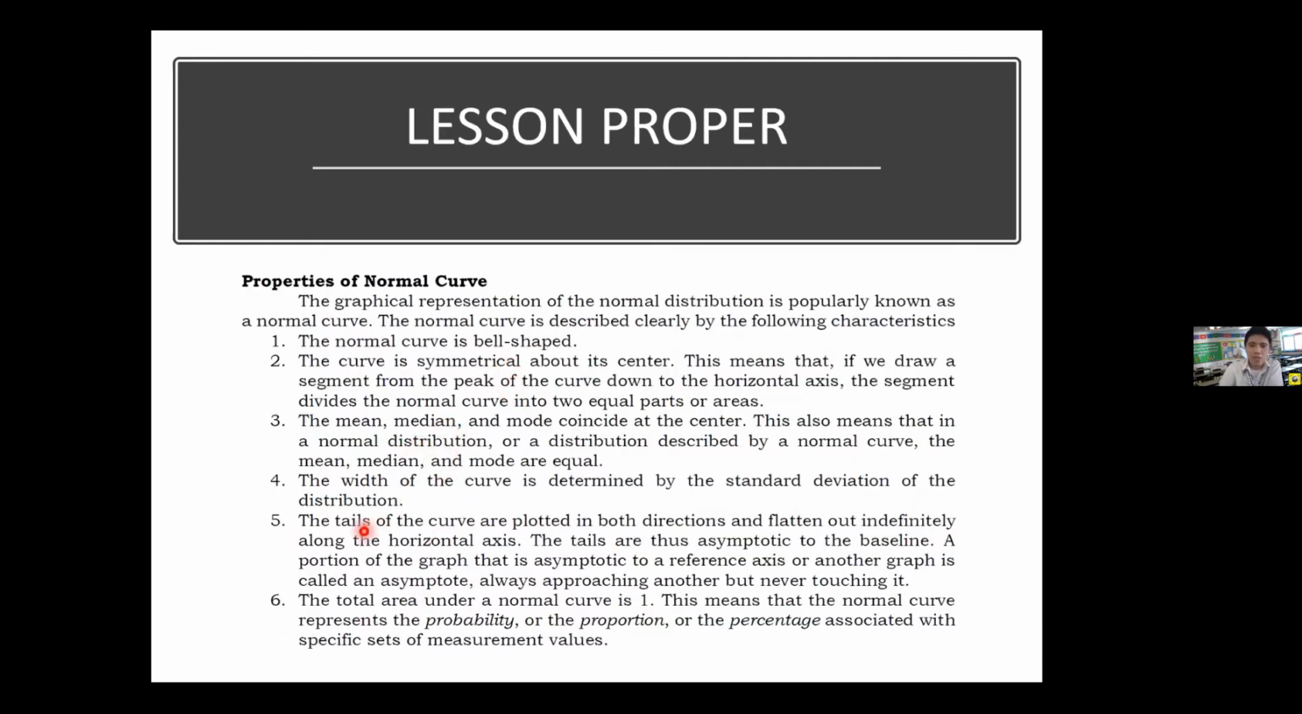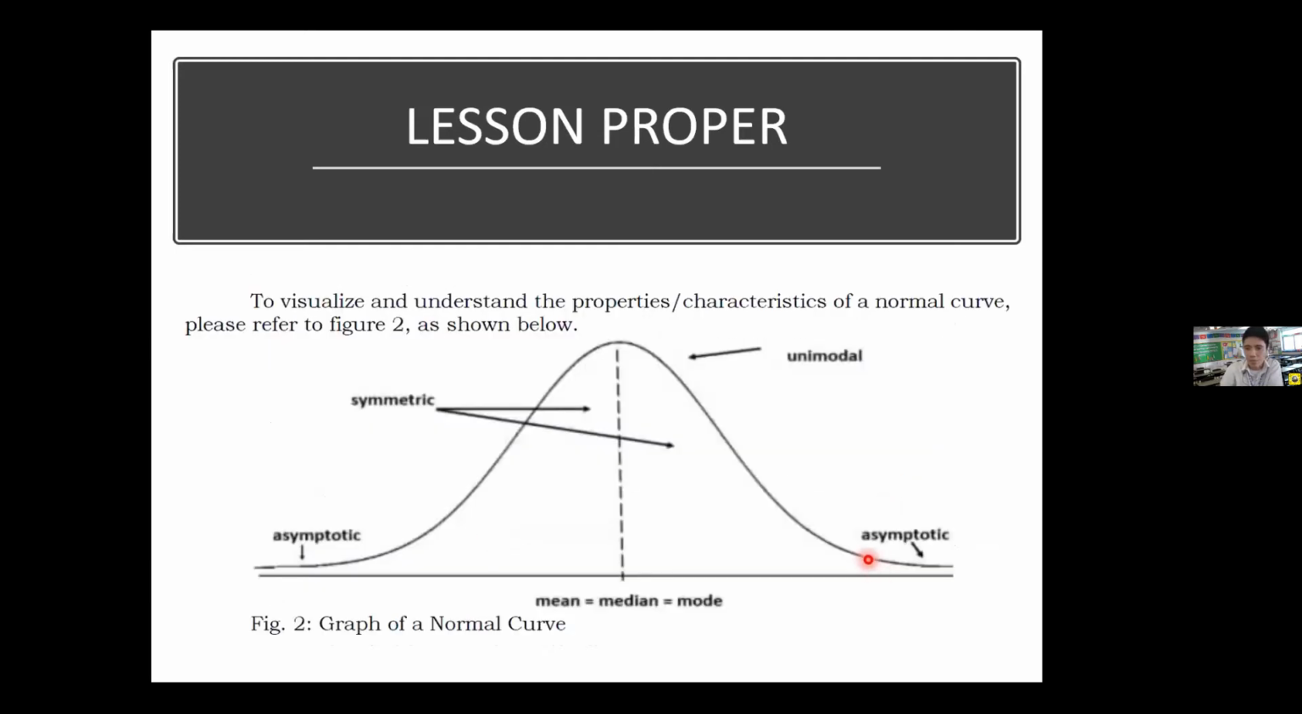Next, the tails of the curve are plotted in both directions and flattened out indefinitely along the horizontal axis. So, kaning tails niya, manaog pa rin dayon. Then, asymptotic na, meaning dili gyud siya mo touch aning horizontal line na to, as well as sa diri pod nga side. Asymptotic na siya.